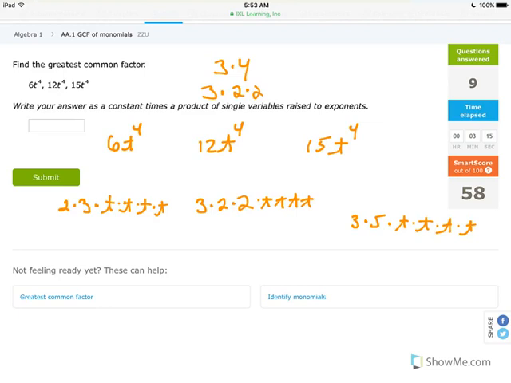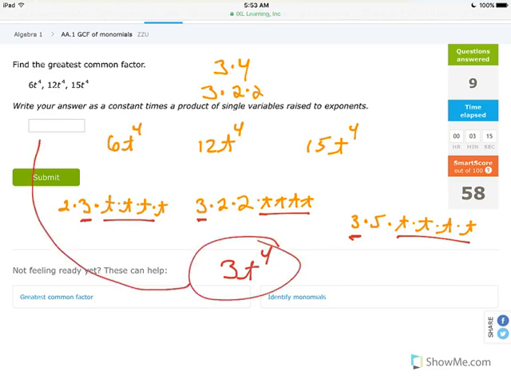The next number is a 3. They have a 3 in common. So we can write down the 3. And then they have t to the 4th, t to the 4th, and t to the 4th all in common. So t to the 4th. The other numbers have other factors in them, but it's not common with all 3 of them. So that's just going to be 3t to the 4th.